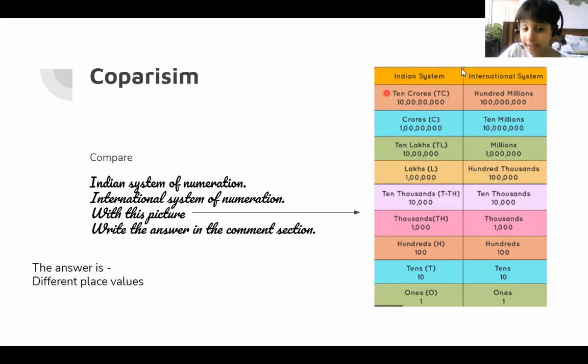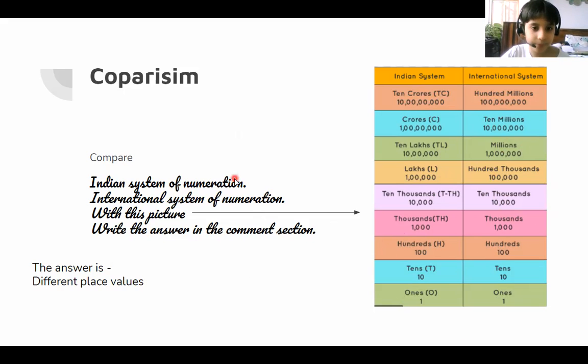The answer is different place values. You want me to explain it? Yes. The first three digits are common. As you can see, in the international system there are thousands, ten thousands, and hundred thousands. In the Indian system there are thousands, ten thousands, lakhs. That's one difference. Then there are millions, ten millions, hundred millions, but in the Indian system there are lakhs, ten lakhs, crores, ten crores.